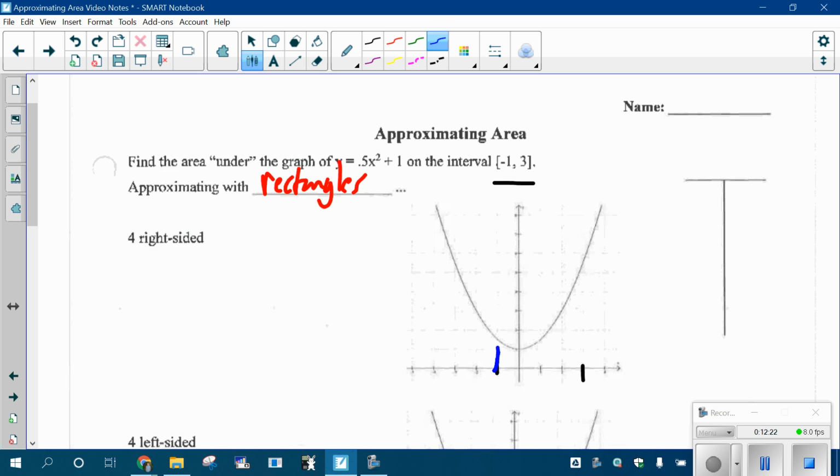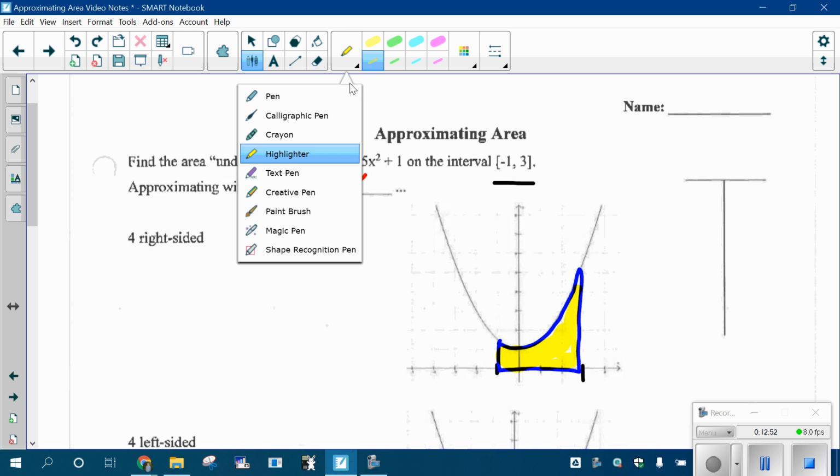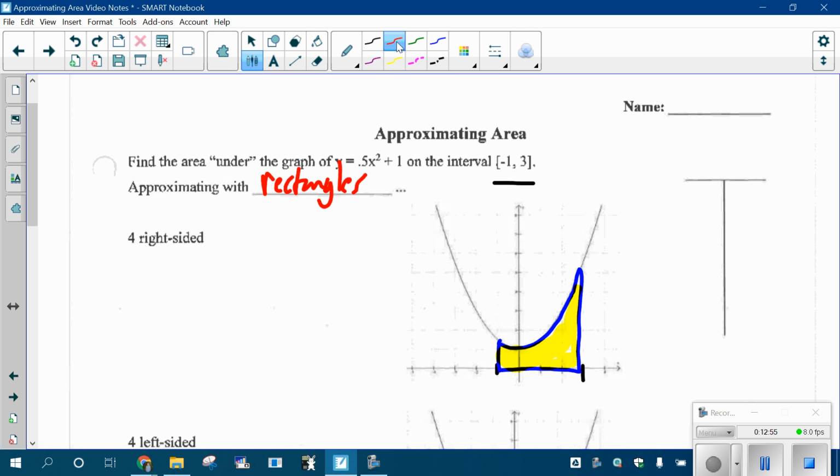Just to be clear, we are trying to approximate this. Sorry, the graph is kind of shady. So we're trying to approximate this yellow area. That's the area that we're trying to approximate. And we're going to do it first with four right-sided rectangles. For rectangles, we're going to start them on the right side. You usually see them called right-hand rectangles. Okay? Four right-sided rectangles. So when I go to draw the rectangles, I'm going to start at the right.